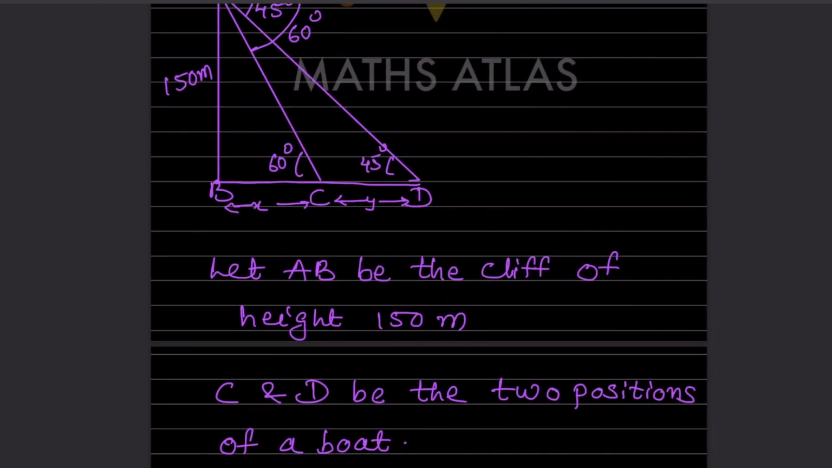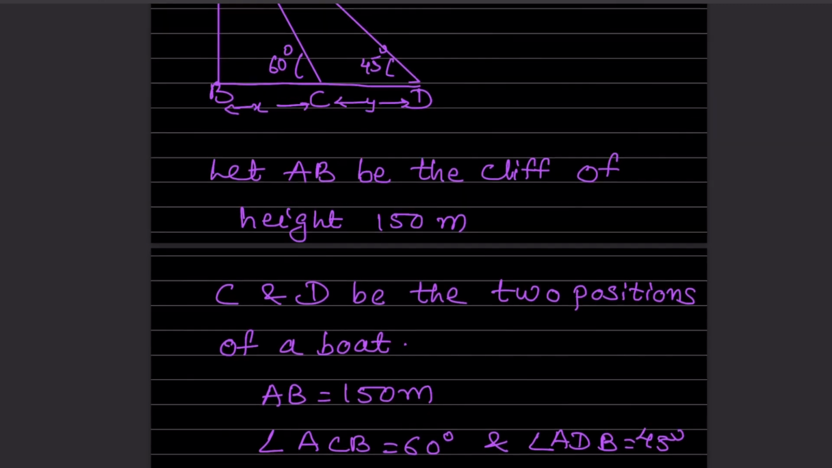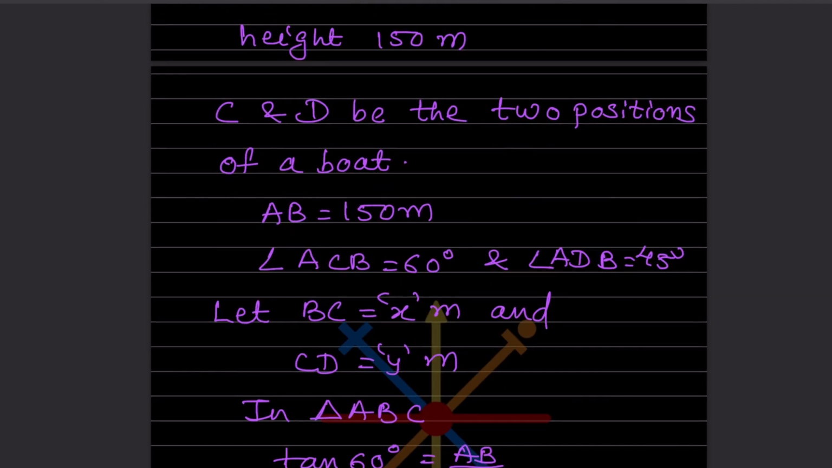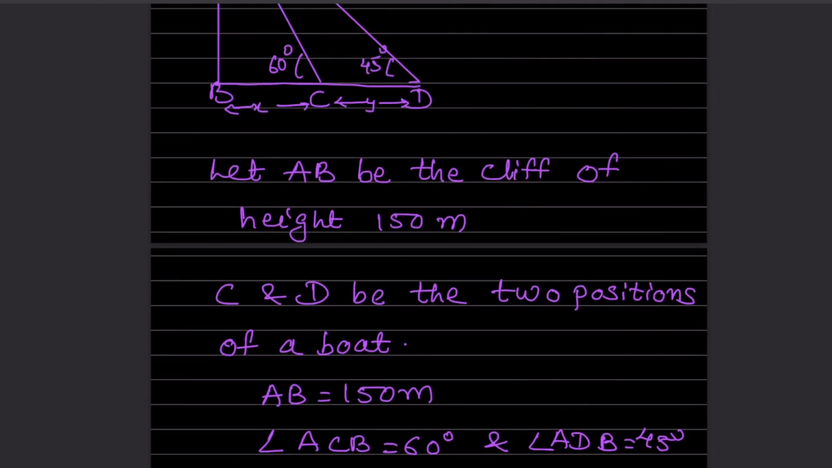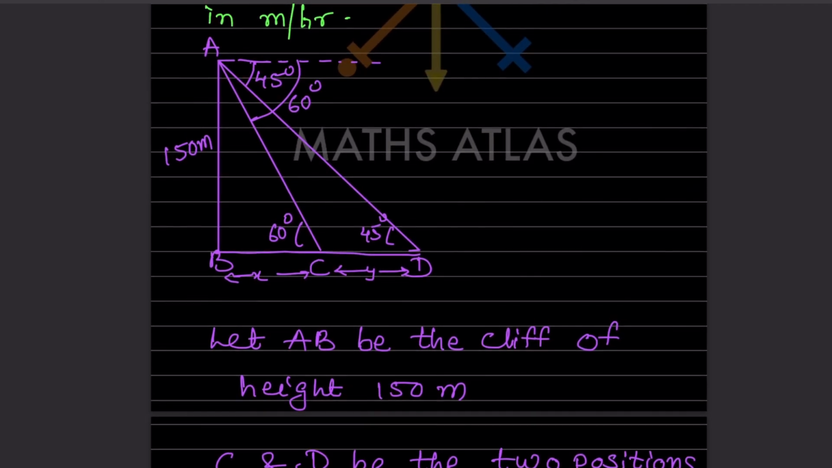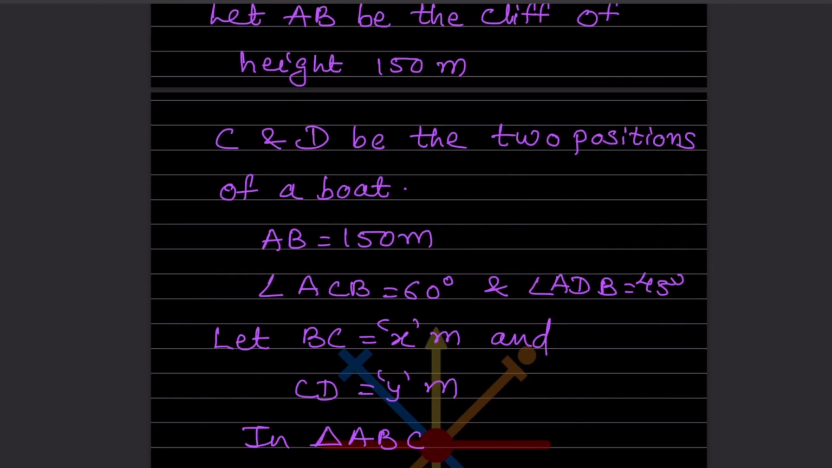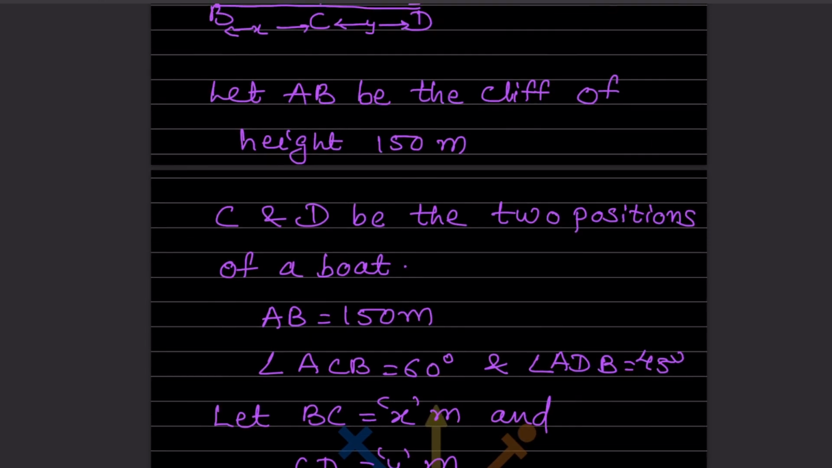So now see here, let AB be the cliff of the height 150, and C and D be the two positions of a boat, C and D. So AB is 150 and angle ACB, if we take this angle ACB, that is 60 degree, and angle ADB, this A, D and B, this is 45. So that is given over here, and BC is x meter and CD is y meter.